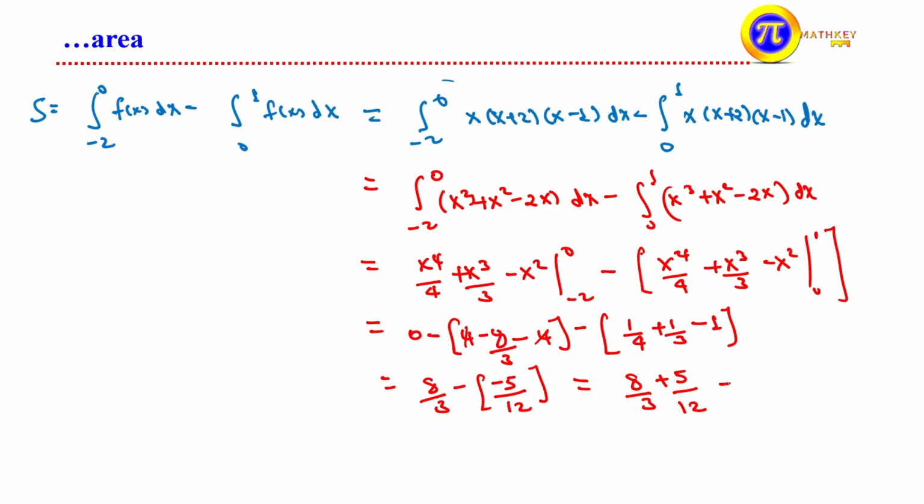The LCM of this is 12. 12 divided by 3 is 4, and 4 times 8 is 32, plus 12 divided by 12 is 1, times 5 is 5. The result is 37 over 12. Therefore, the area for this one is 37 over 12 square units.